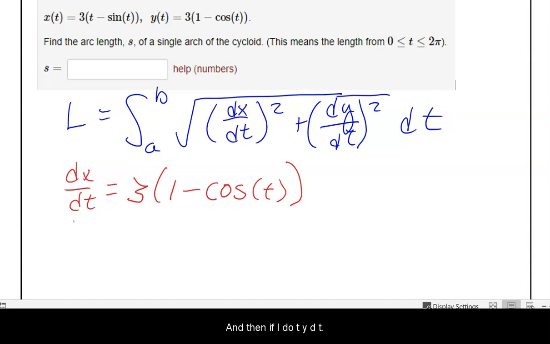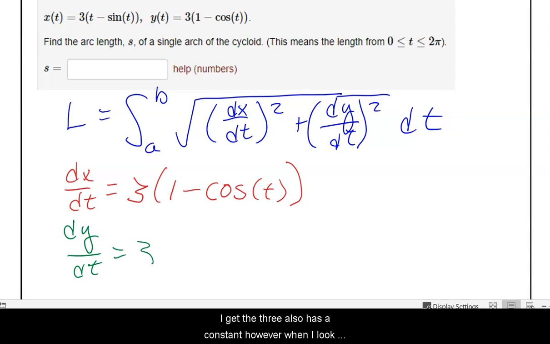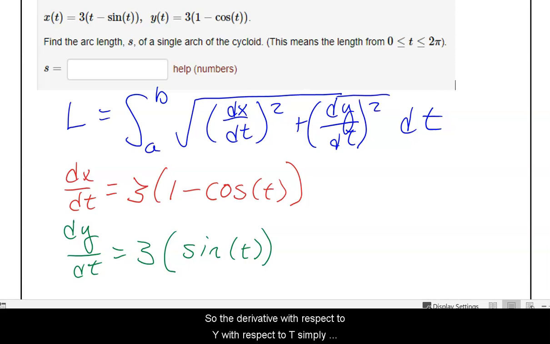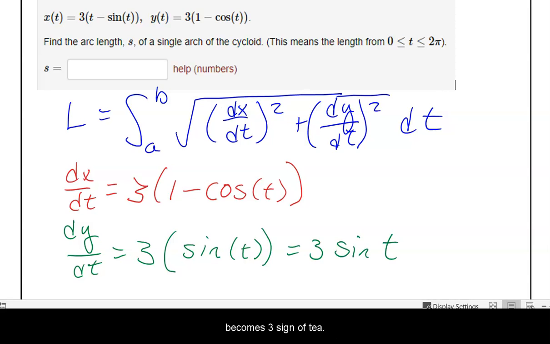And then if I do dy/dt, I get the 3 also as a constant. However, when I look at the inside of this one, the first term is a 1 and the derivative of 1 is 0, so that term disappears. The derivative of cosine is negative sine, so that gives me a double negative, which becomes positive sine of t. So the derivative of y with respect to t simply becomes 3 sine t.